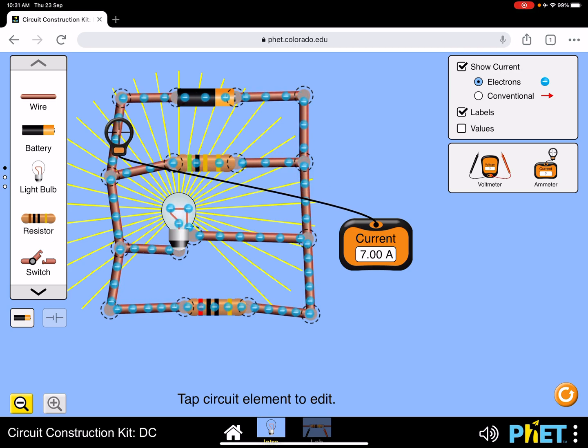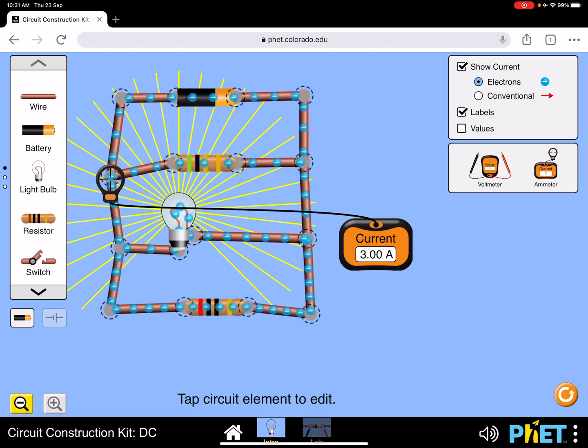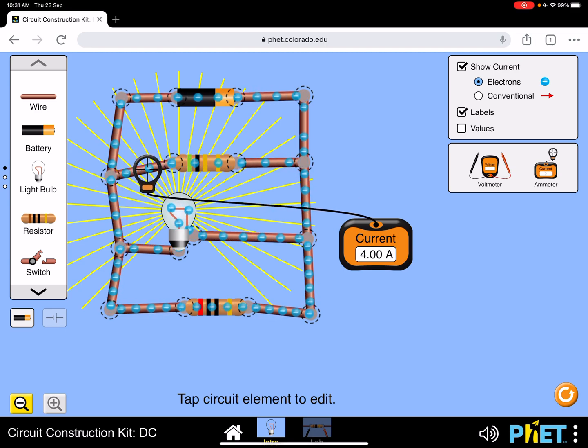Now let's just look at the current. So what happens is when the current comes over here, it splits into two. So the current going through this branch is 4 amps. And then the remaining 3 amps goes here, because 4, it's altogether 7. And then 4 amps goes there.